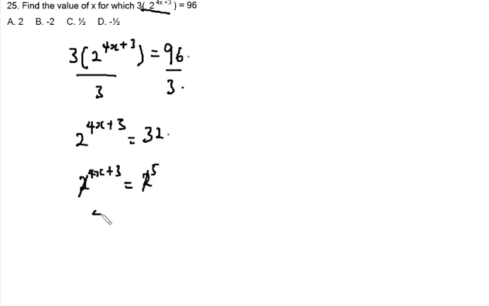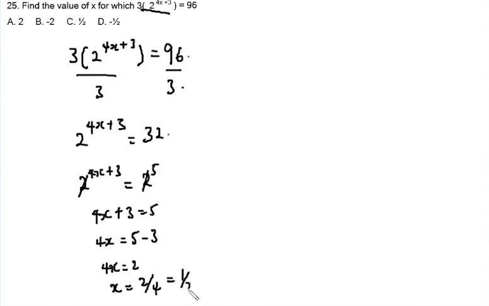So this is 4x plus 3 is equal to 5. So moving 3 to the other side, 4x is equal to 5 minus 3. So 4x is equal to 2, and then x is equal to 2 over 4. So divided by 4, that is 1 over 2. The answer is C.